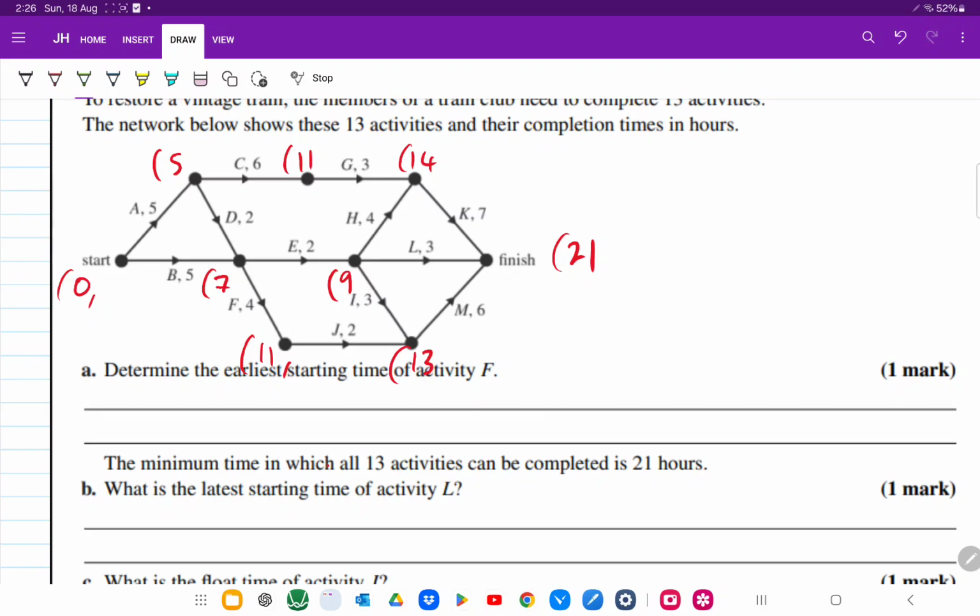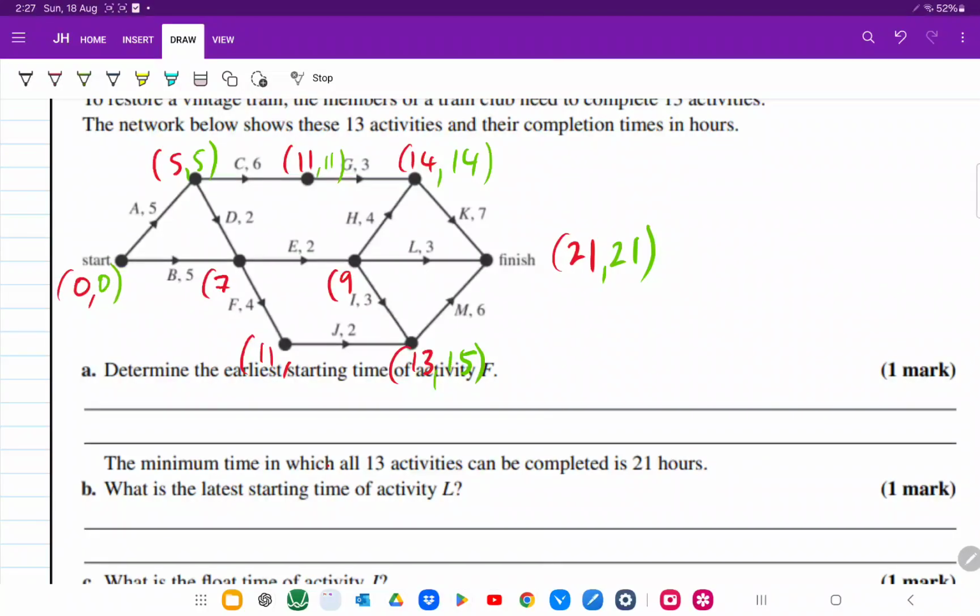Good. So let's go through the backward scanning at this time. 21 take away 6 in this case is 15. There's no really other way to do this. So 21 minus 7 is 14. 14 minus 3, 11. 11 minus 6, 5. And 5 minus 5 is 0.